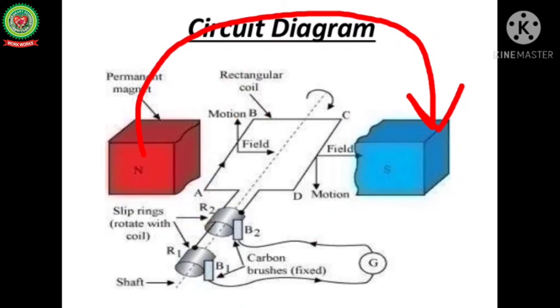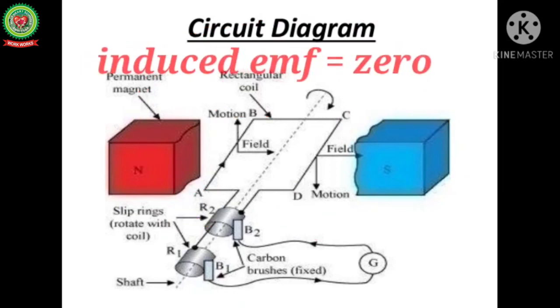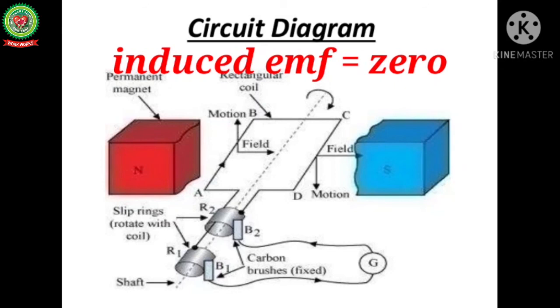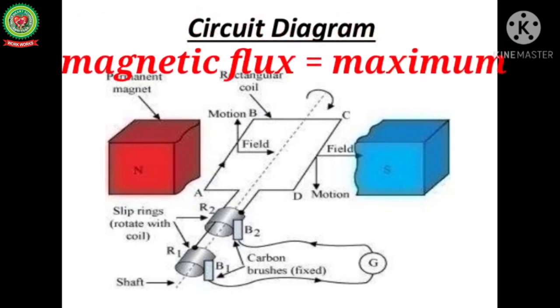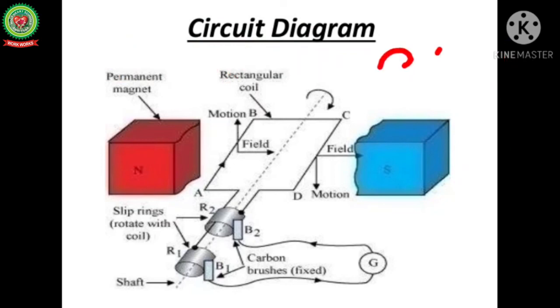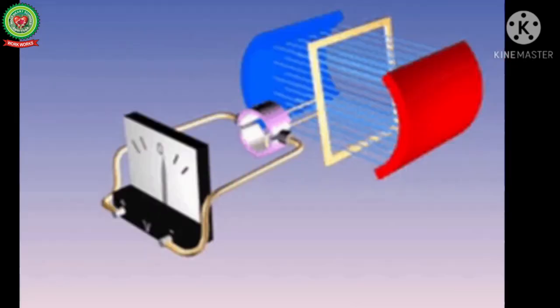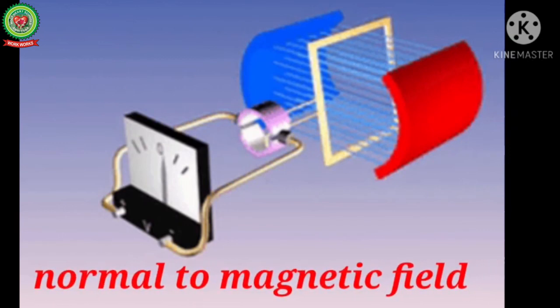On further rotation of the coil, the induced EMF reduces to zero again and the magnetic flux linked with the coil becomes maximum when the plane of the coil gets rotated by 360 degrees and becomes normal to the magnetic field.